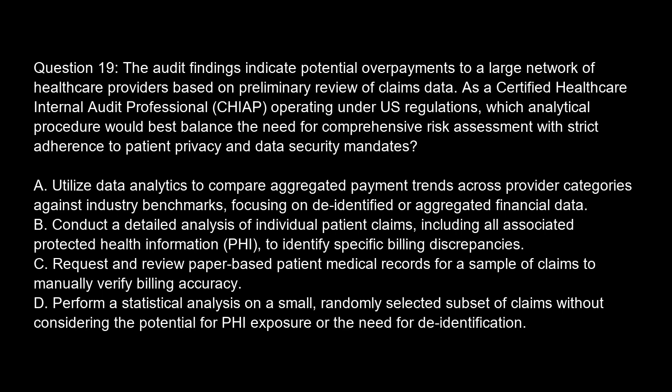Option A. Utilize data analytics to compare aggregated payment trends across provider categories against industry benchmarks, focusing on de-identified or aggregated financial data. Option B. Conduct a detailed analysis of individual patient claims, including all associated protected health information, PHI, to identify specific billing discrepancies. Option C. Request and review paper-based patient medical records for a sample of claims to manually verify billing accuracy. Option D. Perform a statistical analysis on a small, randomly selected subset of claims, without considering the potential for PHI exposure or the need for de-identification.